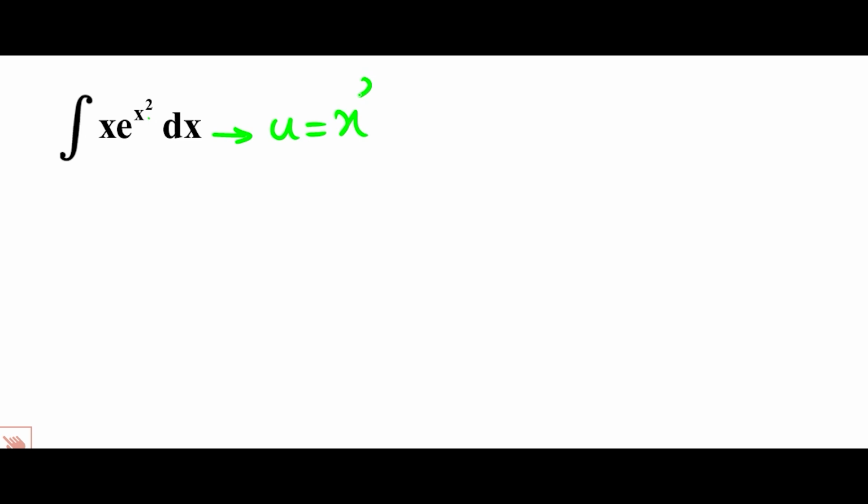Things get a little more interesting when the exponent is more complex. Let's look at this one. The integral of x e to the x squared. Here we can't just divide by a constant. We need u substitution. Let u equals x squared.